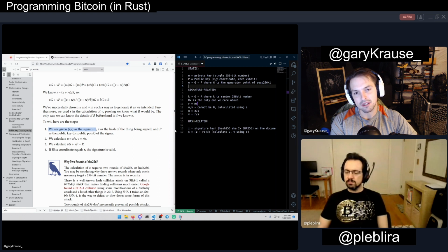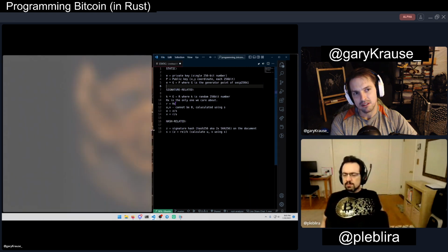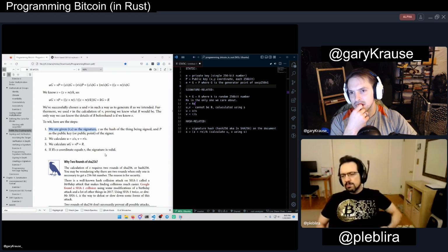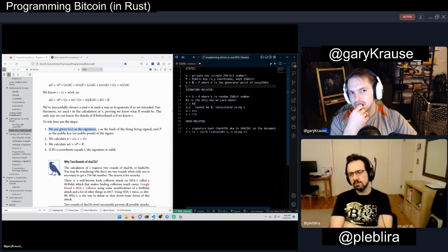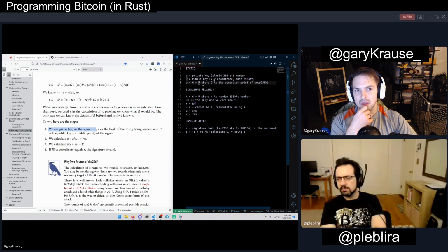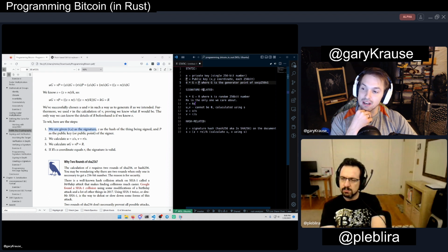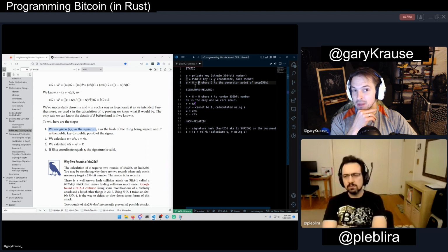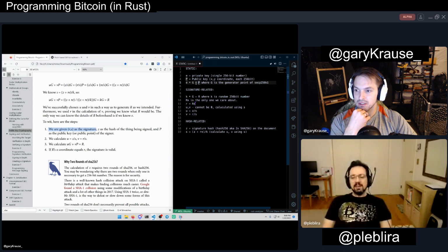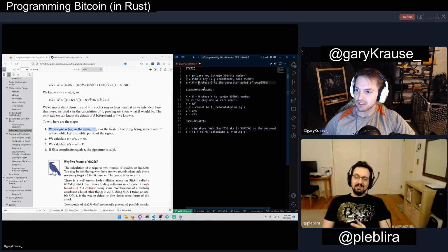Now, how does that work? Because the generator point is constant, so how do you get a different P every time? Or, oh, you know what? I might be overthinking this. That might be like the XPub, your master public key. You know what an XPub is? Yeah. Okay. Well, you've got it down more than Peter McCormick.